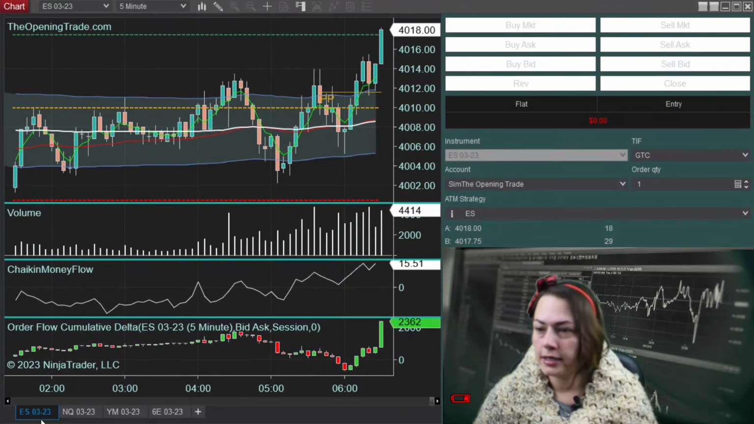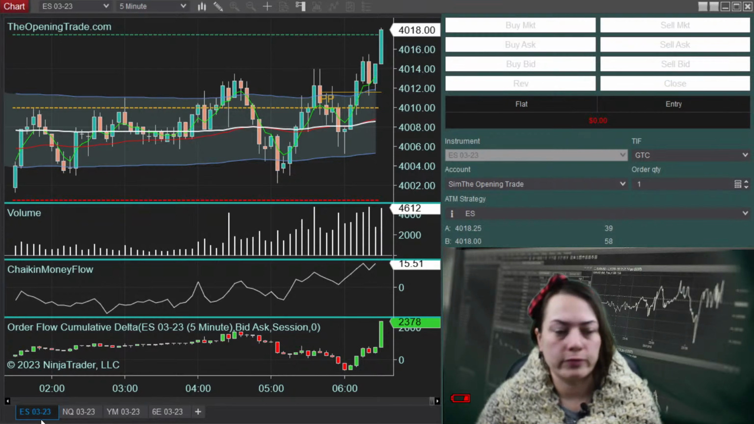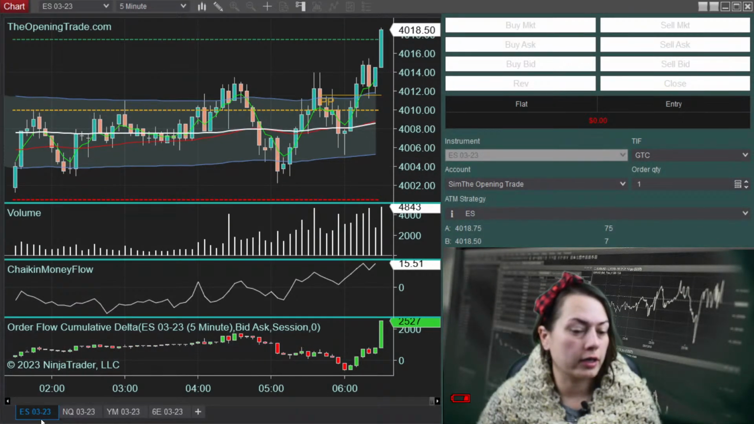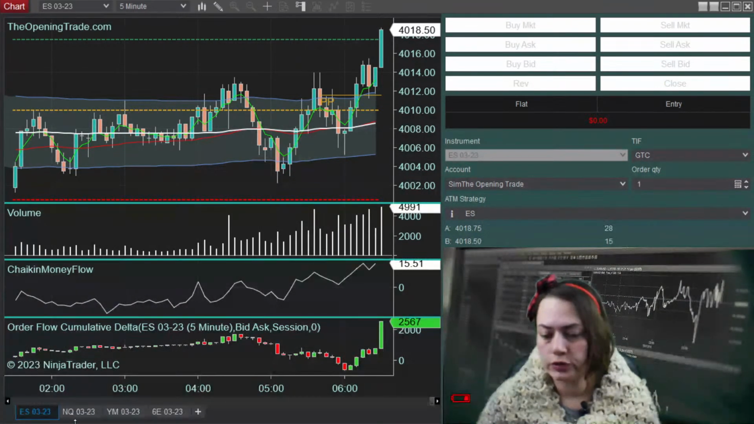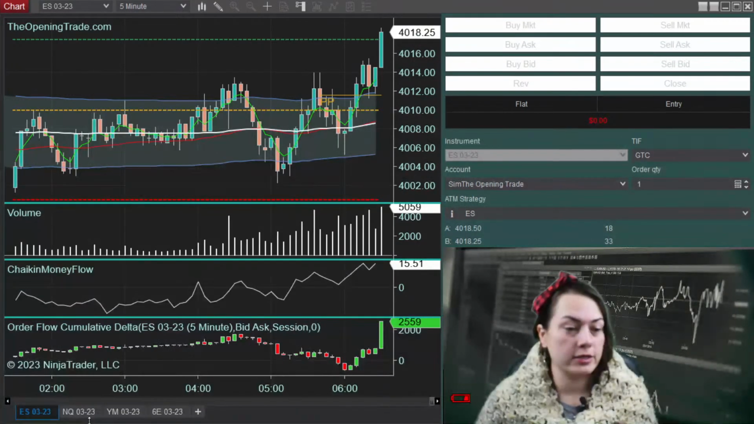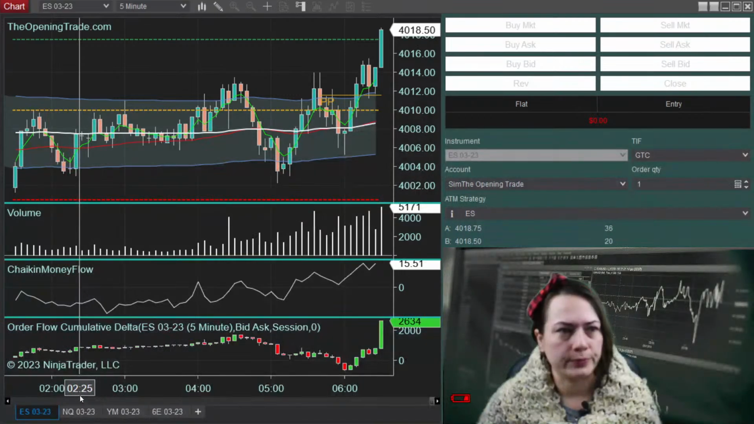So we are getting a camera battery indicating warning. So if we do lose our camera today, we will continue with audio. I will still talk even if we lose my face. You will still see the charts, and I will still be talking about what I'm doing here.